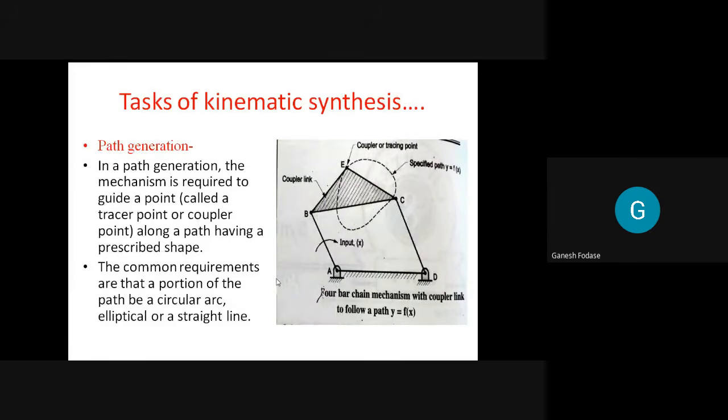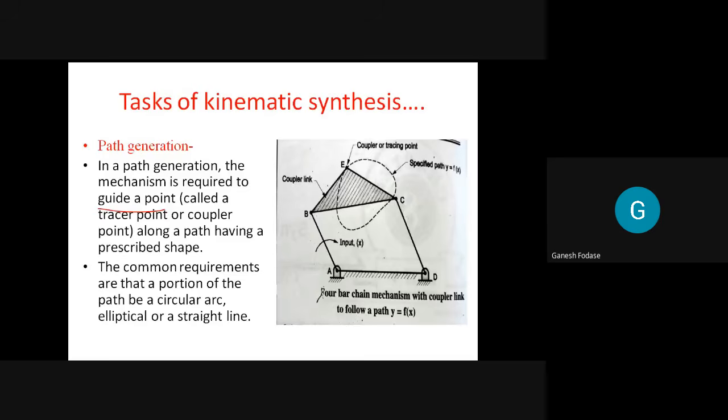The second type of problem, or classification of synthesis problem, is path generation. In the last case, what we discussed is that the output motion, or motion of link 4, is a function of the input. But if we are not interested in the output motion as a function of input, but in path generation, the mechanism is required to guide a point. Keep this in mind: the mechanism is required to guide a point. Now, which point are we talking about? That may be a tracer point or a coupler point.